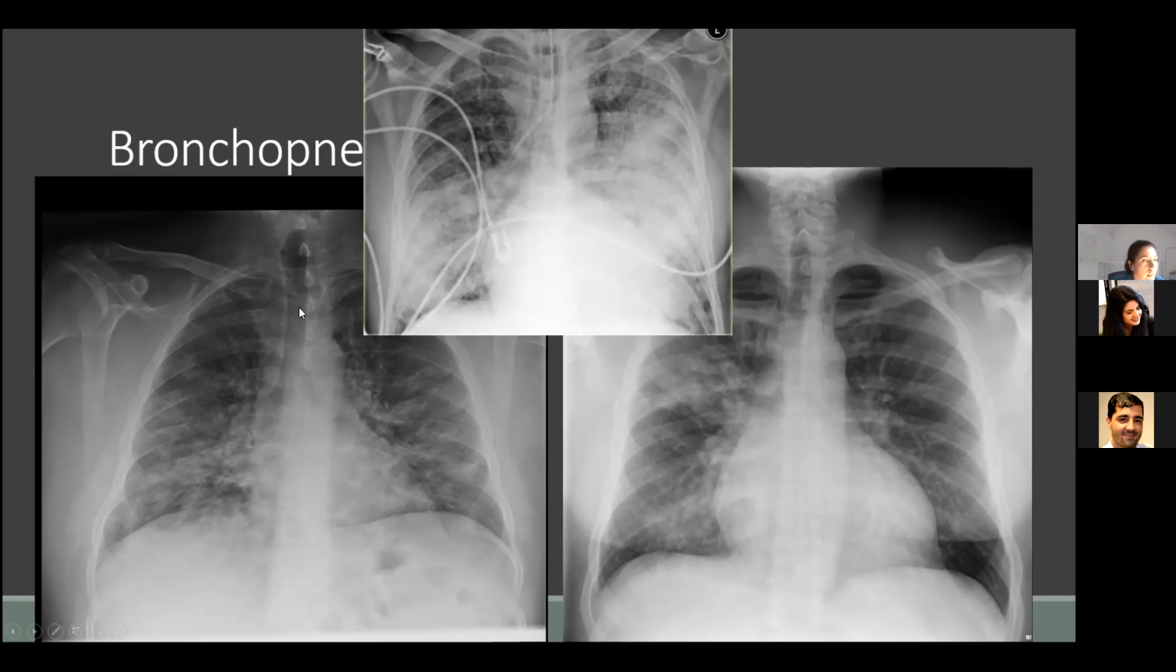These consolidations might mimic COVID-19 pneumonia, given that there are bilateral diffuse consolidations in multiple segments, which is also seen in COVID-19 pneumonia. So this can be mistaken for COVID-19 pneumonia.